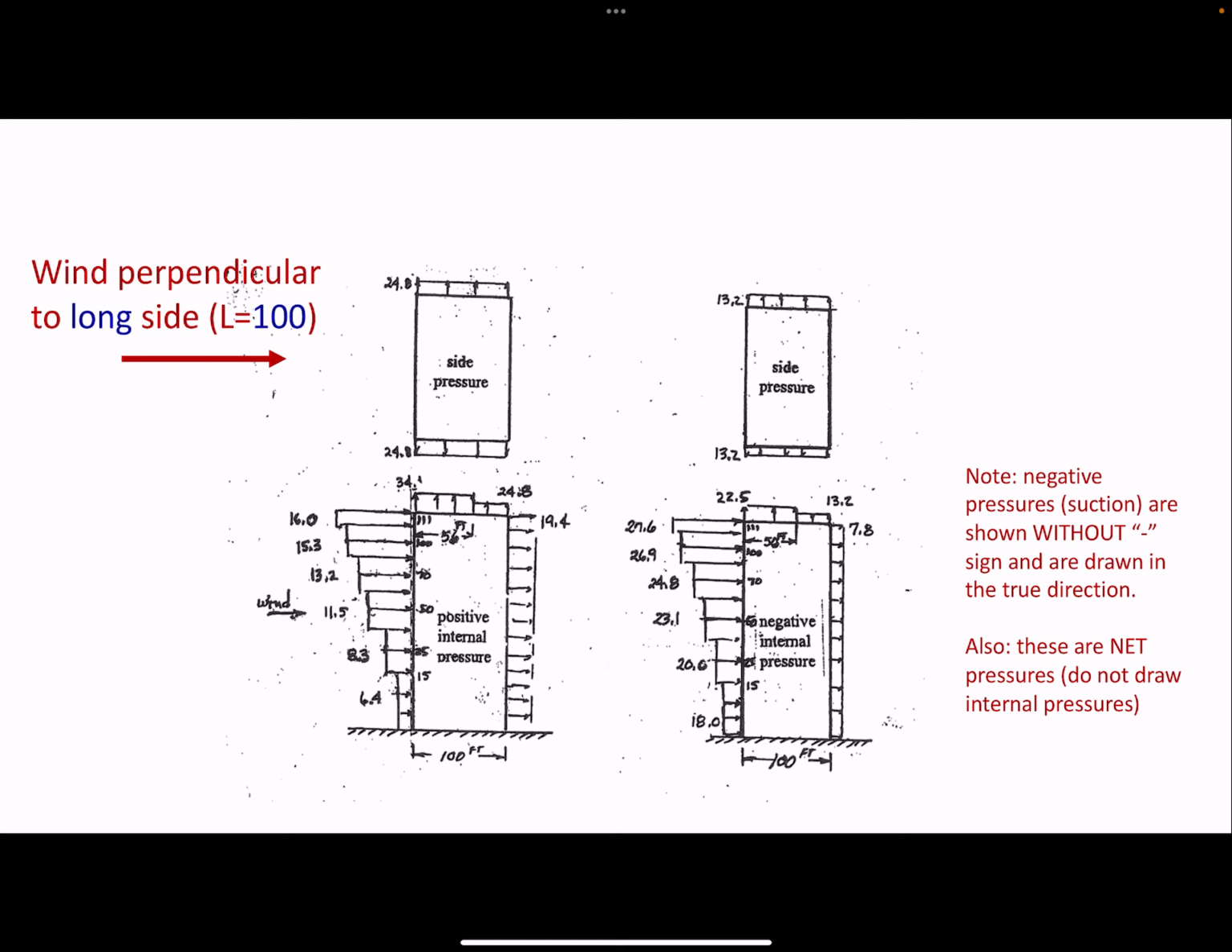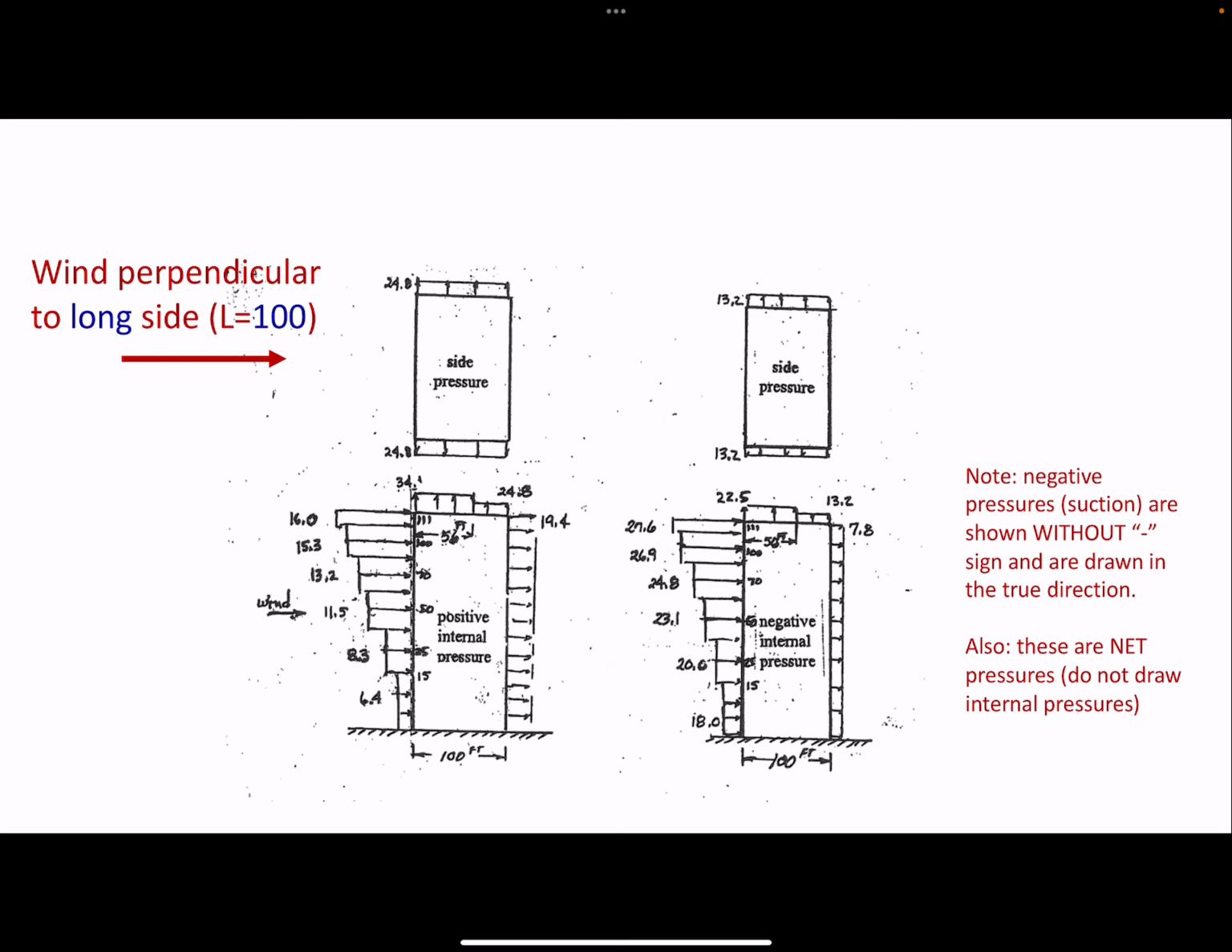And then for the case of negative internal pressure versus positive internal pressure, you can see how the external, or the windward, pressures are greater for the case of negative internal pressure. And remember, we talked about that. That's because for the windward wall, you've got positive pressure acting on the outside and negative pressure acting on the inside, so they act in the same direction.